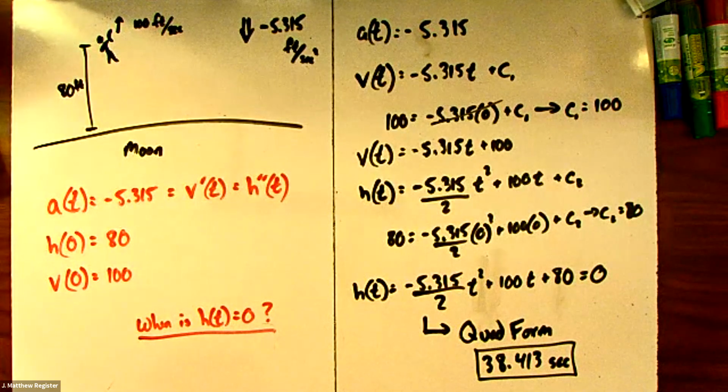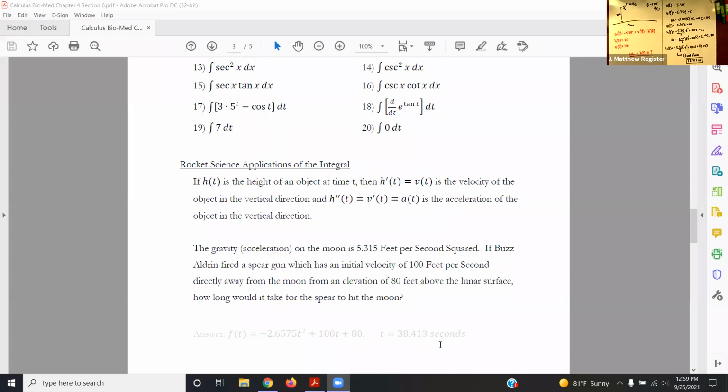So do the quick share screen. Double check that number. Use the quadratic formula and see if you get 38.413 out of it. If not, we can leave something in the comments.